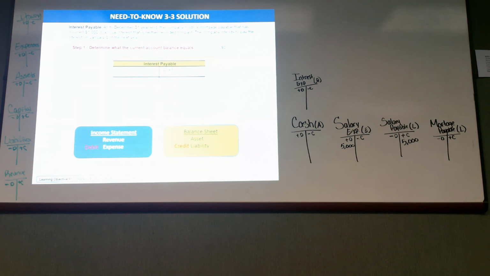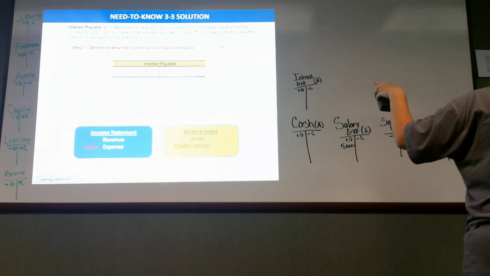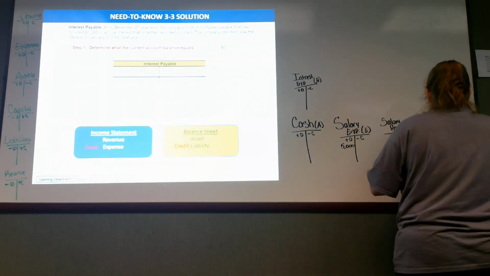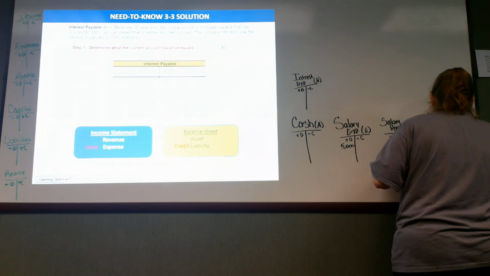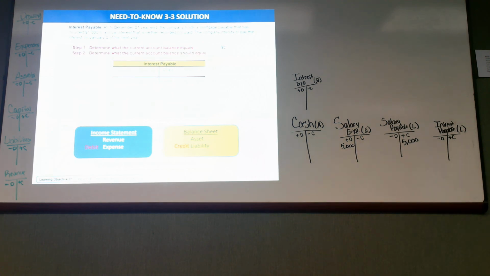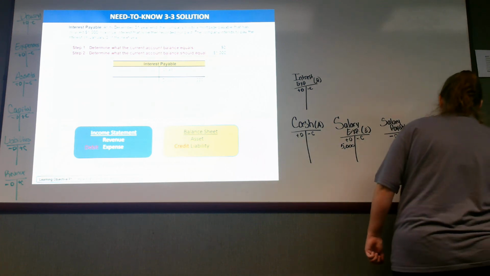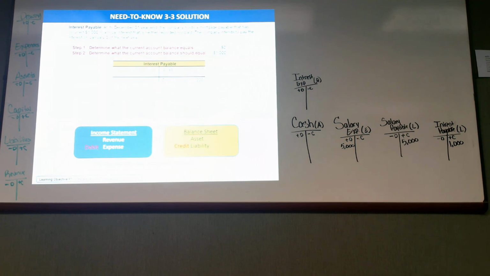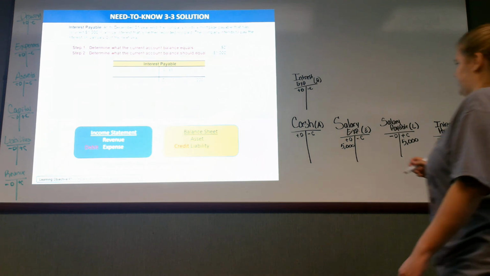Okay? So actually, we don't need mortgage payable. We need interest payable. Sorry. You still want interest expense? Yes. So it should be interest payable. Wouldn't that go up $1,000? Yep. And then what happens with interest expense? Goes up. Yep.